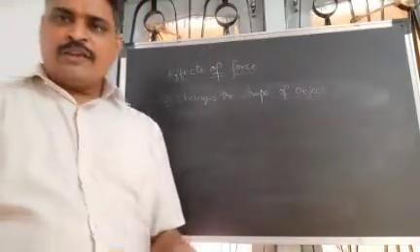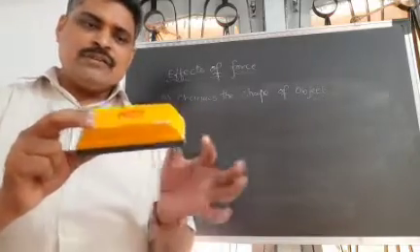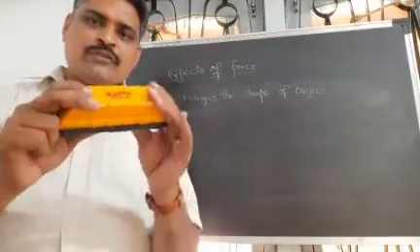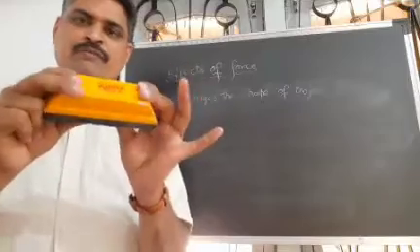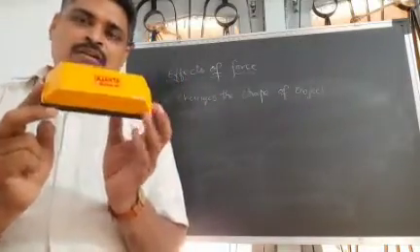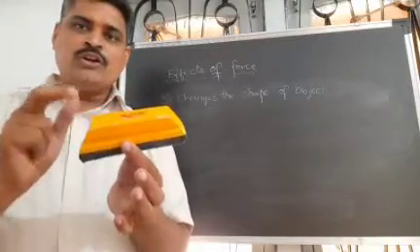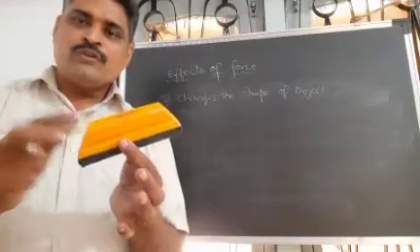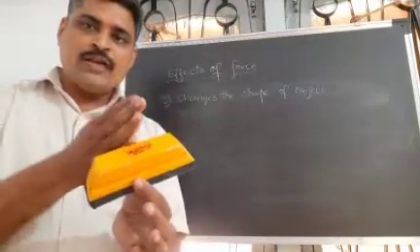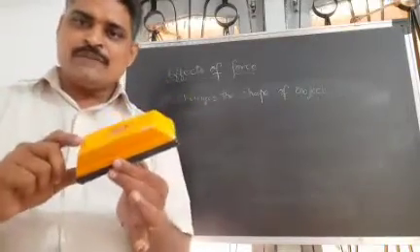So for example, if you take a duster, it is rigid. If you apply a force, it cannot change the shape. I am applying a force, but the shape of the duster remains the same. Why? Because it is hard. It is made up of wood and it is hard. So if you apply more force, it will break, but the shape of this wooden piece does not change.